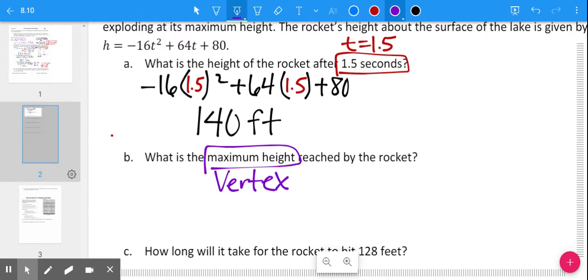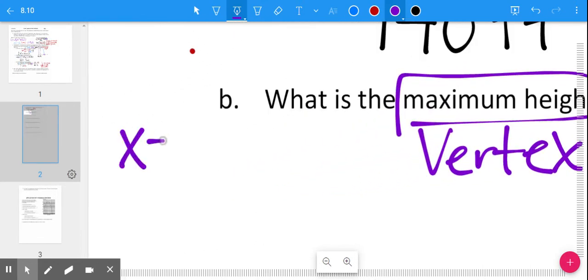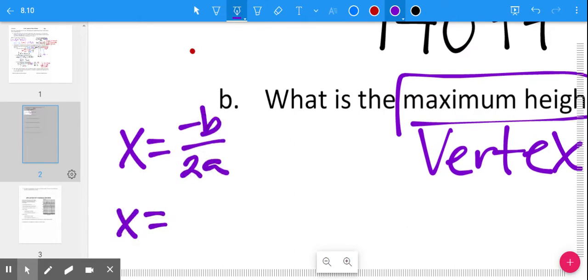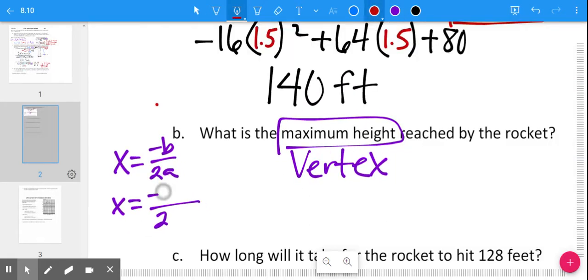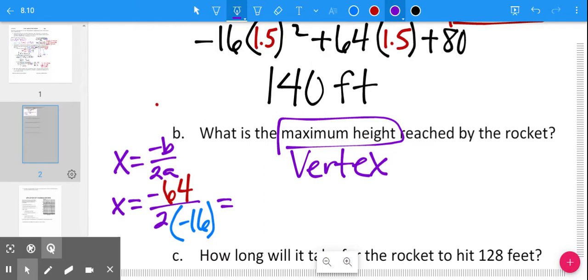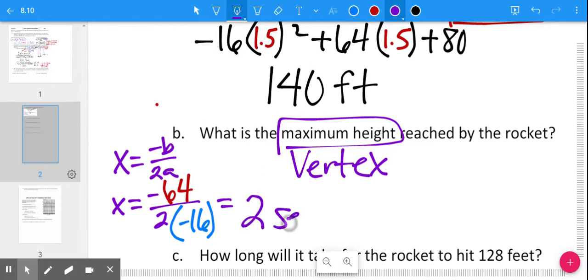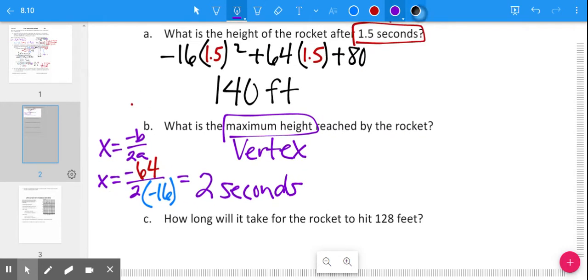we have to find the x value first. And remember, the x value is found by doing negative b over 2 times a. So our x value is negative b, and our b value is 64, over 2 times a, and a is negative 16. So when you plug that into the calculator, you get 2 seconds. So it takes him 2 seconds to reach his maximum height, so we have to plug that back in to find out what is the maximum height.